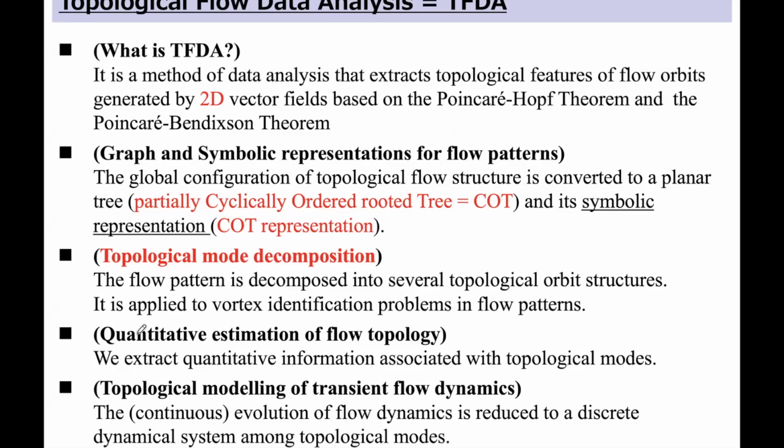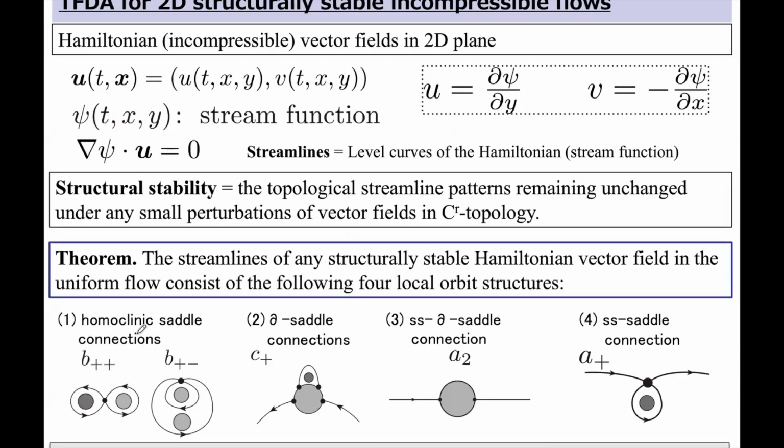The main point of this study is to introduce the topological modeling of transient flow dynamics, in which the evolution of flow dynamics is reduced to a discrete dynamical system among these topological modes. The main purpose of my talk is to give you an idea of how we construct topological models and their analysis. Let me first give you a brief overview of TFDA.